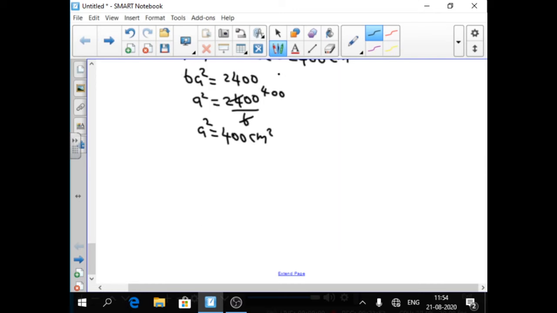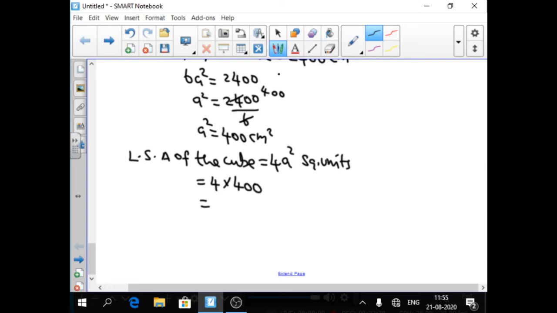Next, find the lateral surface area. Lateral surface area of a cube is equal to 4a squared, squared units. So already known the value, a squared value is 400. So just substitute the value, 4 into a squared, which means 400 centimeters. So 4 into 400. 4 fours are 16, so again into 100, 1600 centimeter square.